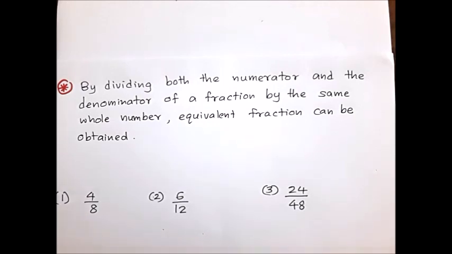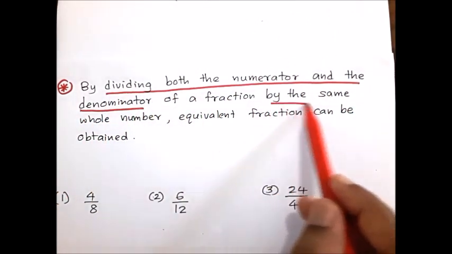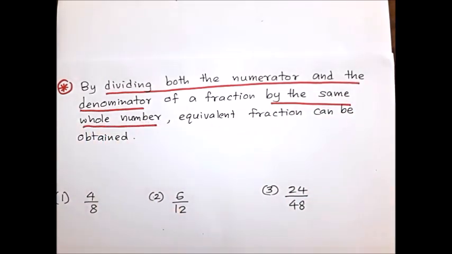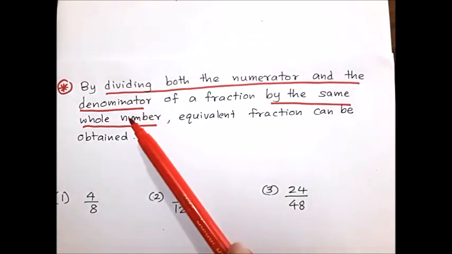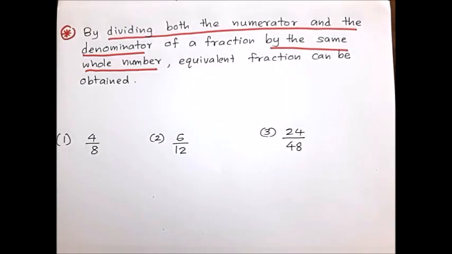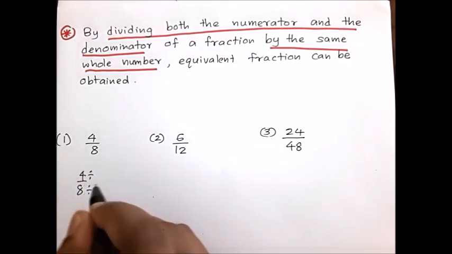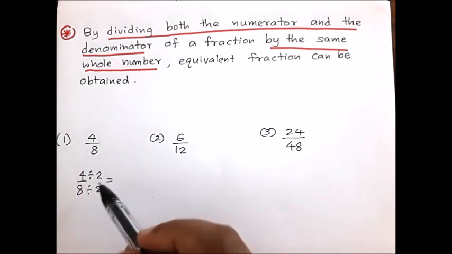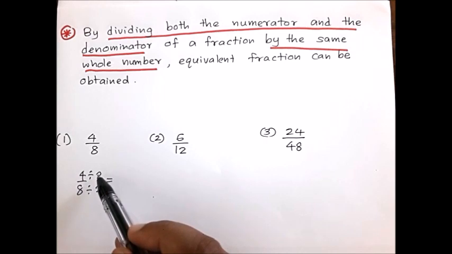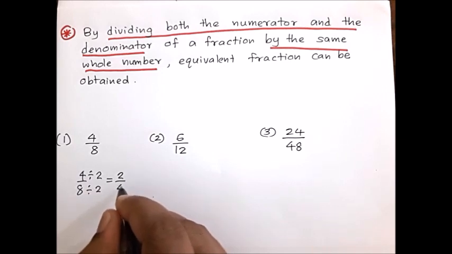Now look at here another method we can use to write equivalent fractions. It is by dividing both the numerator and denominator by the same whole number. First method, we multiplied numerator and denominator by same whole number. In this method, you have to divide both numerator and denominator by the same whole number. Look at first example, 4 over 8. Here I am going to divide both by 2. You have to write same whole number to divide numerator and denominator both. 4 divided by 2, 2. 8 divided by 2, 4.